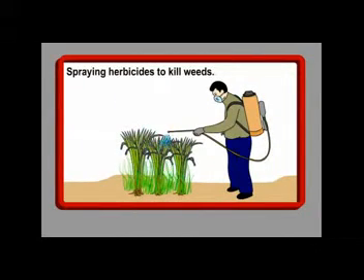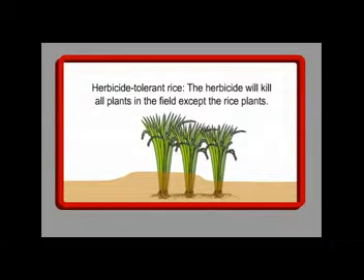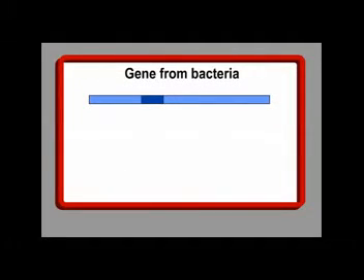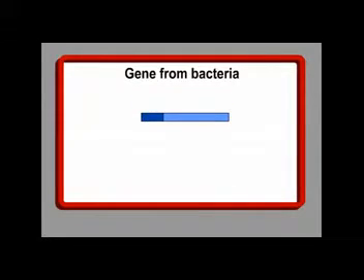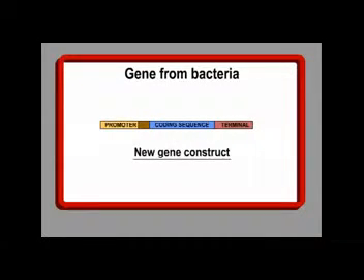Let's imagine that a big pesticide company wants to make a rice plant tolerant to one of its pesticides, in this case, a herbicide or weed killer. This means that the herbicide will kill all other plants in the field except the rice plant. We thus need to look for an organism that is tolerant to this particular herbicide and isolate the tolerance gene in it. Often, such genes are found in bacteria. We take out this gene in a laboratory and use its coding sequence to make a new gene construct, which can then be used in a plant.